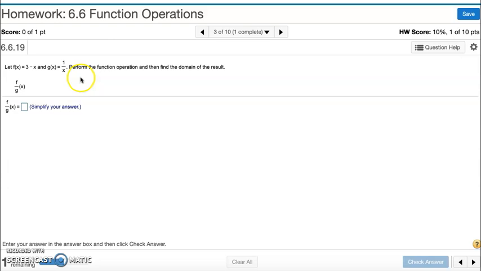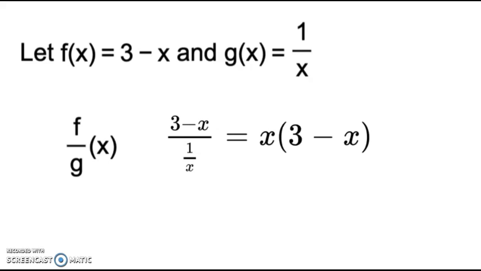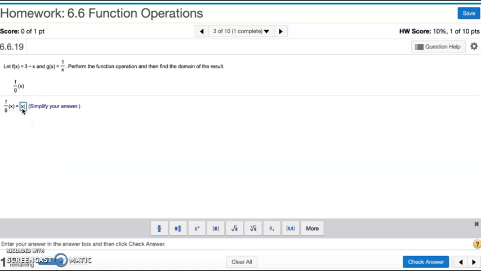Going to number 3. It is asking you to perform the function operation and then find the domain of the result. So let's do that. So we are dividing f of x by g of x. So that looks like this. When we divide a fraction, it's the same as multiplying by the reciprocal. The reciprocal of this is just x. So we multiply 3 minus x times x. So let's put that in. So I'm typing in x parenthesis 3 minus x.